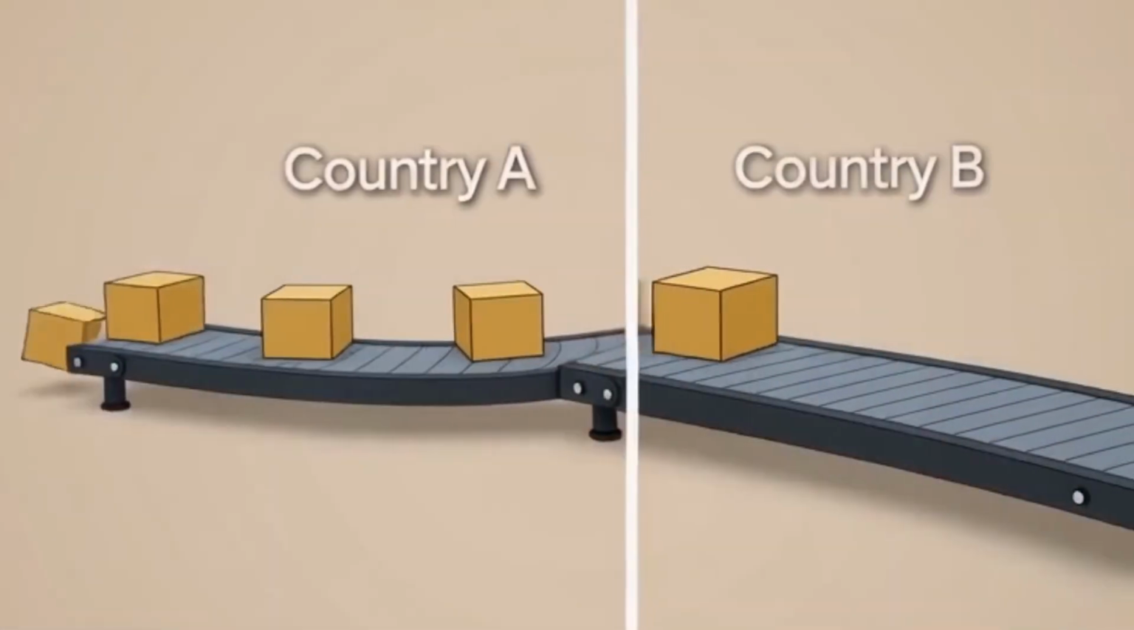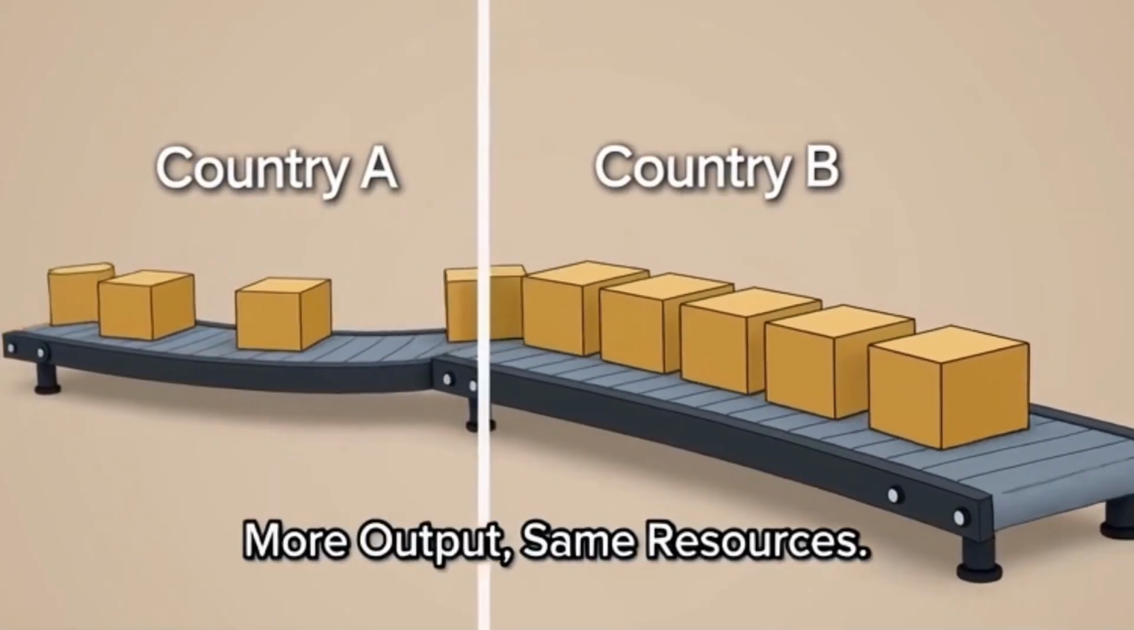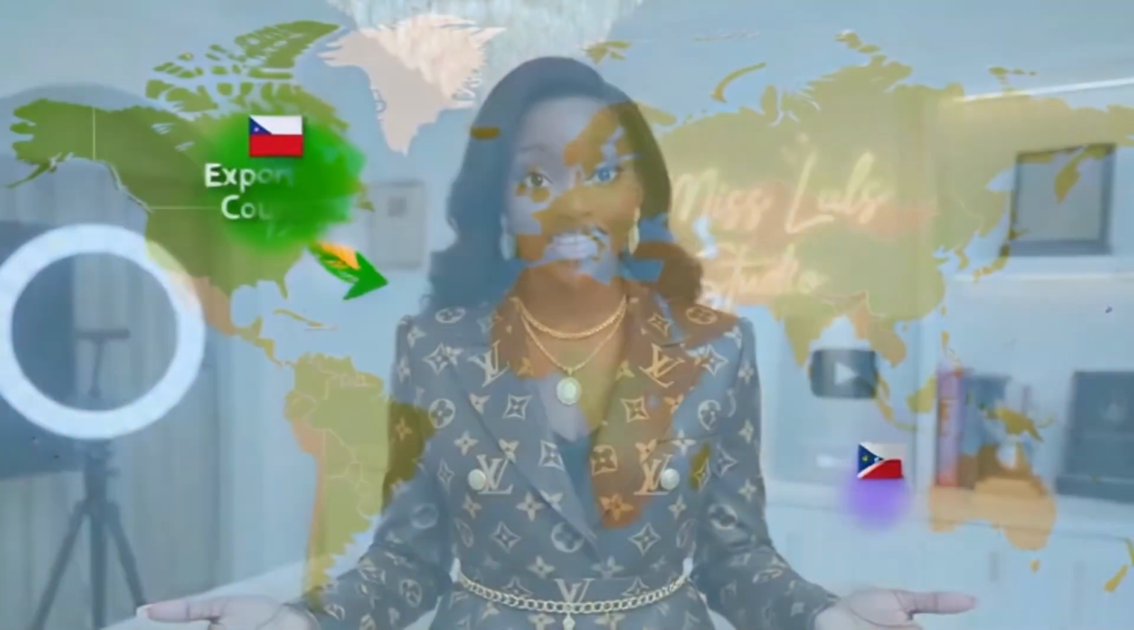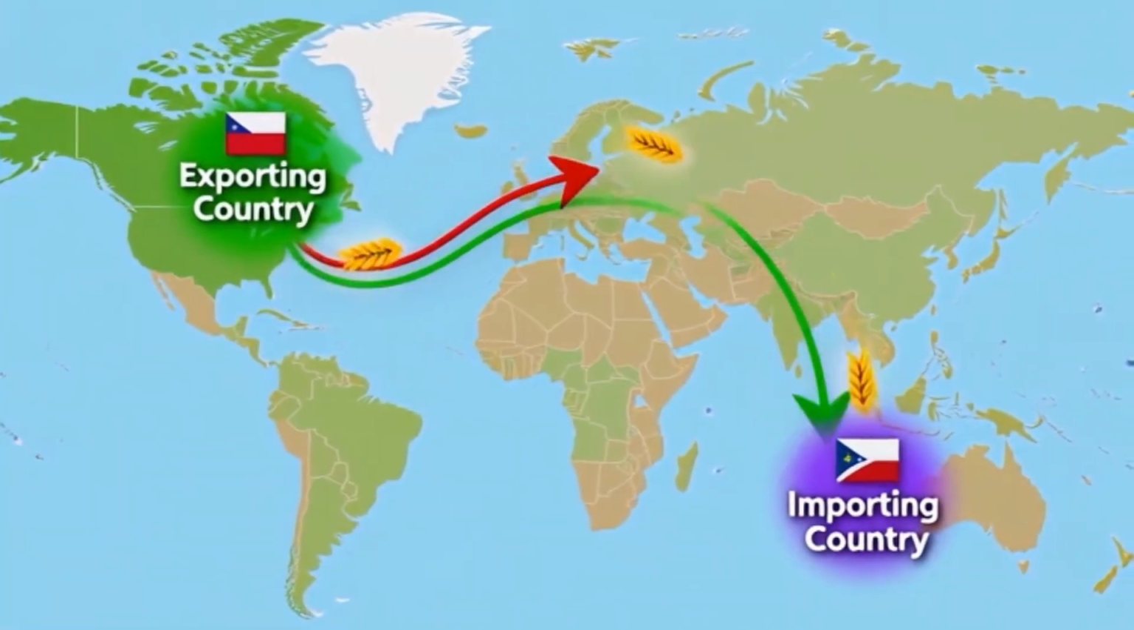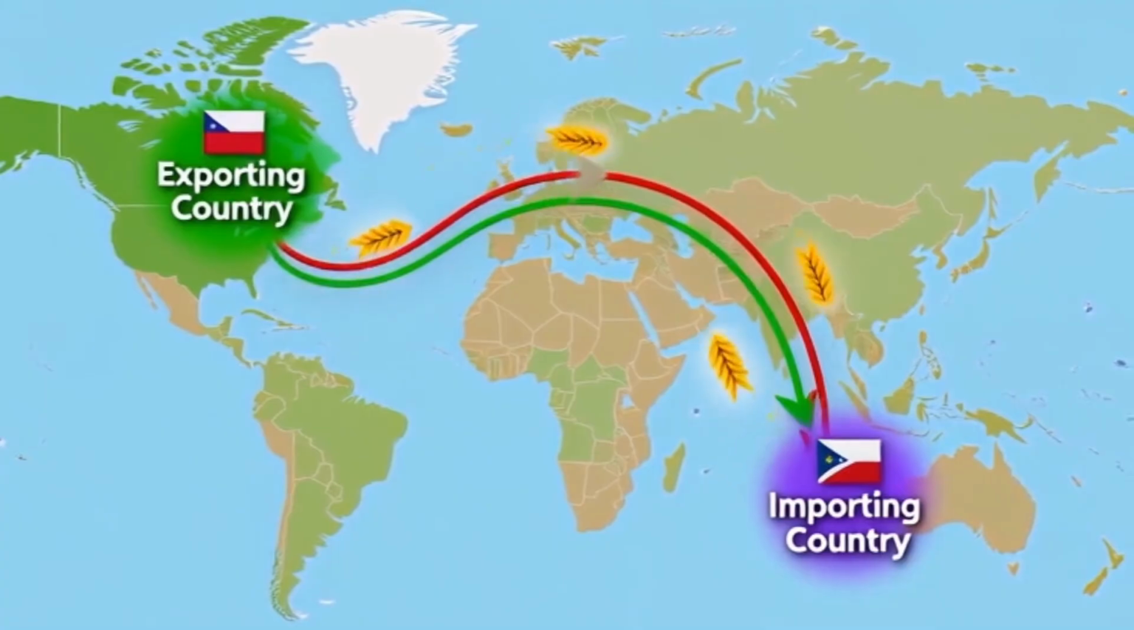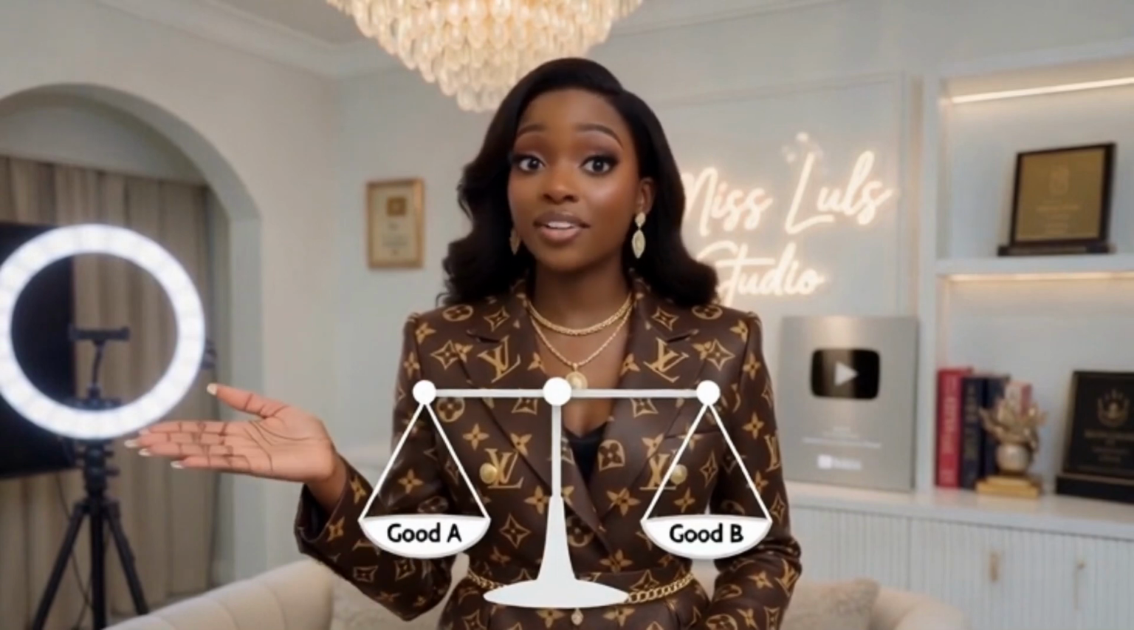Absolute advantage occurs when a country can produce a good more efficiently than another country. This means it produces more output using the same resources. It can also produce at a lower cost. For example, a country with advanced farming technology can produce wheat faster and cheaper. Other countries will import from it instead of producing their own. This increases international trade. And even if a country is better at everything, trade can still happen. This is where comparative advantage comes in.